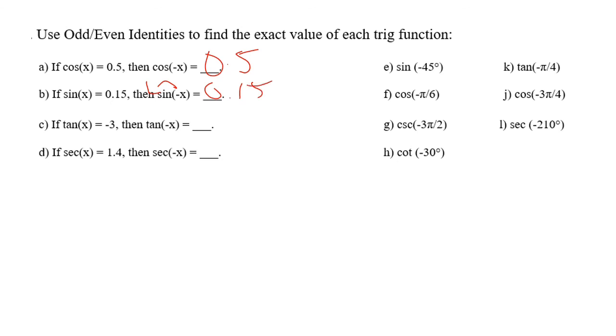Here, this one's tricky. Tan x, regular tan x, is equal to negative 3. So when we bring that negative to the outside, we get negative of negative 3, which is positive 3. So you can kind of think of it as with the odd functions, if you're taking an odd function of negative x, you're going to change the sign. With an even function, you're not going to change the sign. Secant, which is a reciprocal of cosine, is an even function, so we're not going to change anything. Secant of negative x is the same thing as secant of x, which is 1.4. Alright, so the rest of these we have to go to the unit circle.